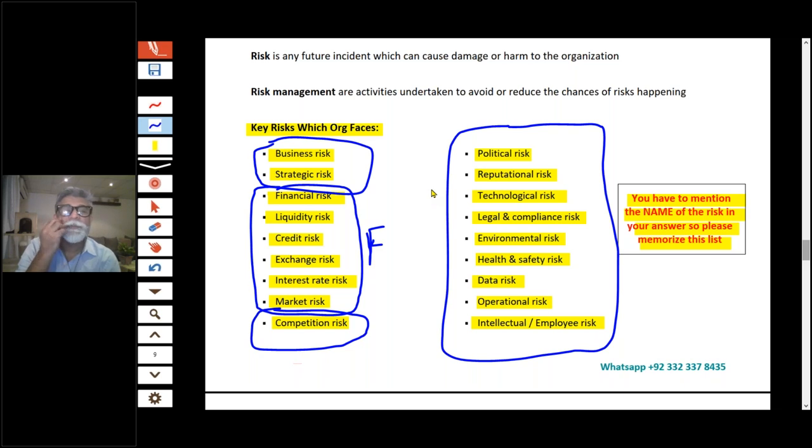What is the main difference between business risk and strategic risk? Strategic risk means your strategies go wrong, and if you don't fix it, it will turn into a business risk. That means the entire business will go wrong. Difference between market risk and market share risk. Market risk is share prices. Market share risk is about market share. The word market share is used for competition. Data risk isn't part of technology? Yes, data risk is part of technology, and you can also mention it separately.